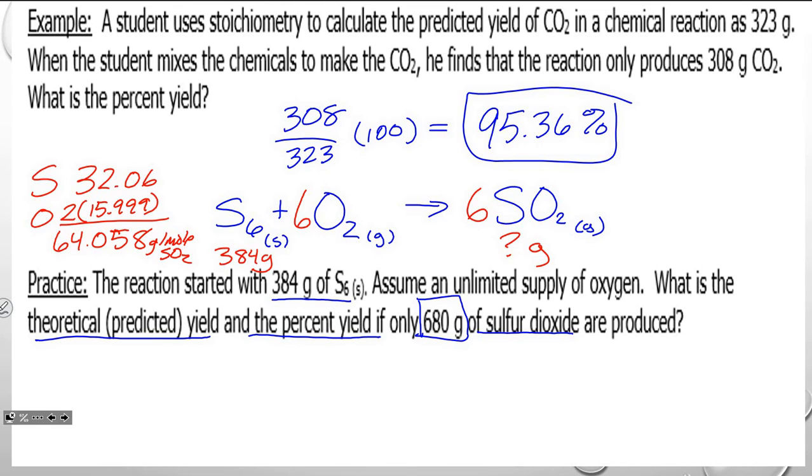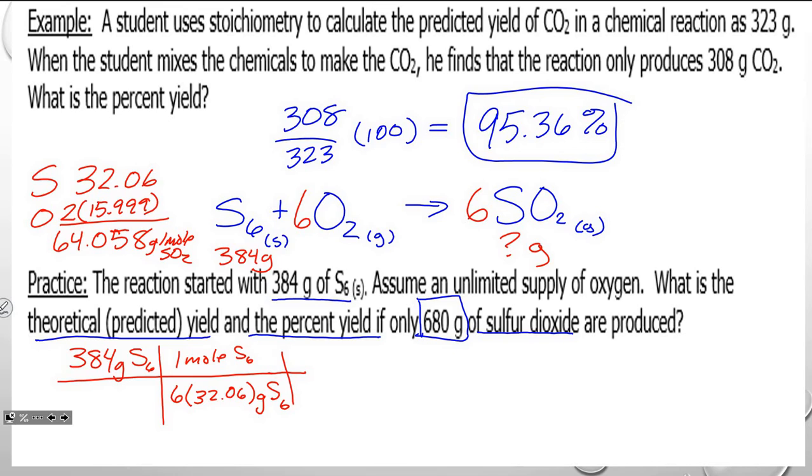Okay, so we're always going to start when we do stoichiometry with what they gave us, which was the 384 grams of sulfur. I didn't add up that one, even though it's 6 of them, because in the bottom I can just go 6 times 32.06, which would be the grams of S6 in 1 mole of S6. So I didn't really need to do that ahead of time. Grams of S6 cancel out.